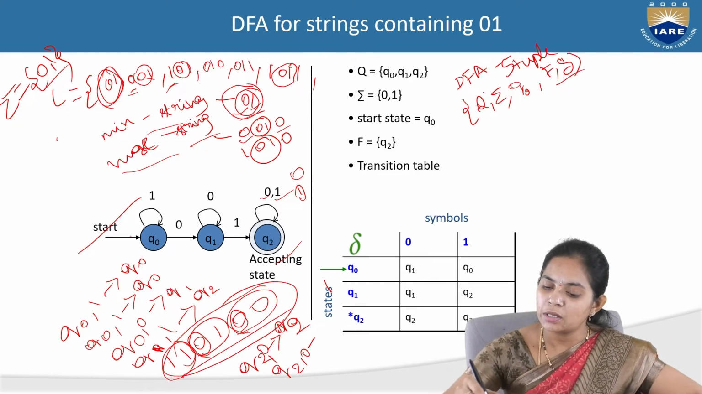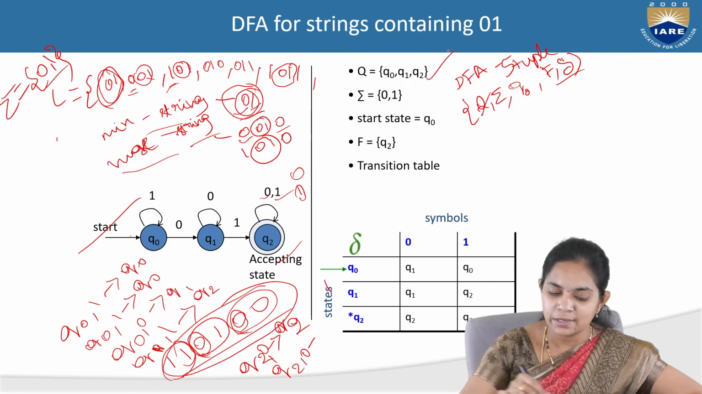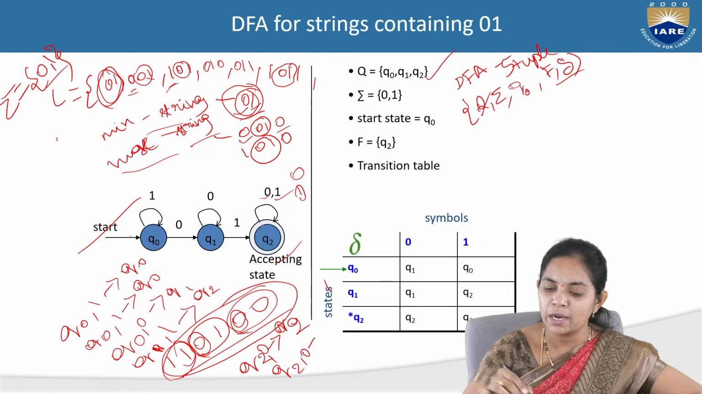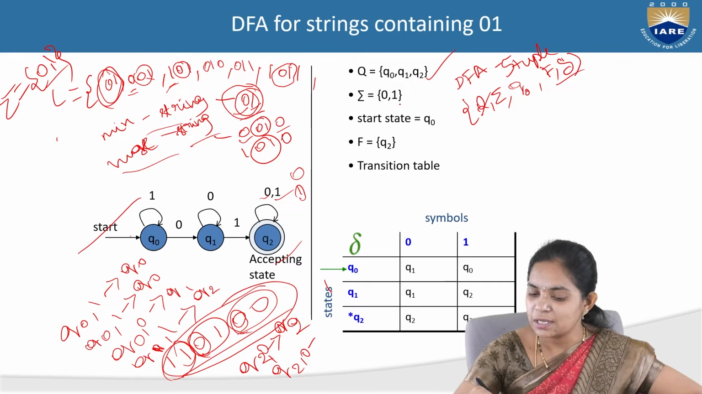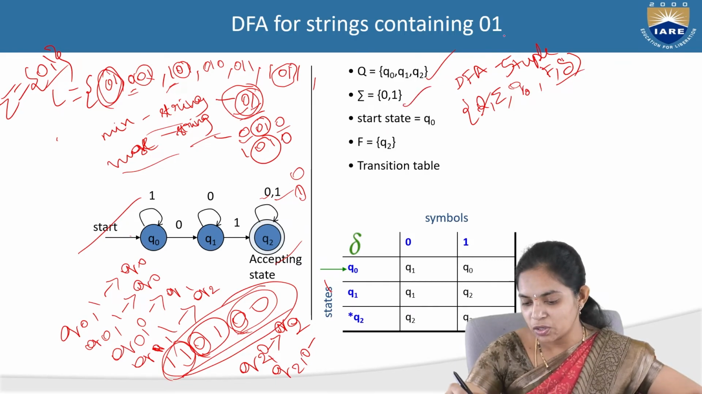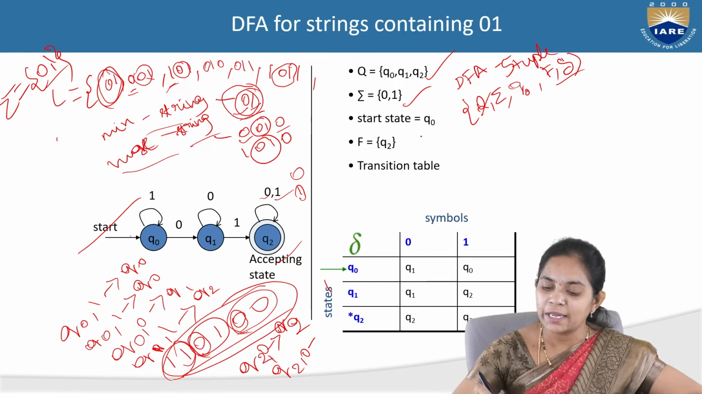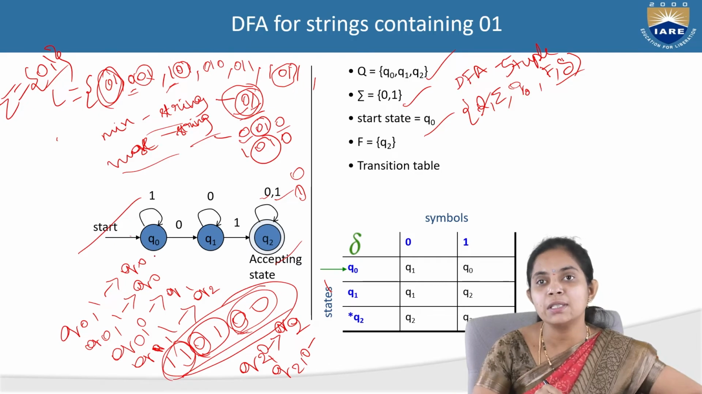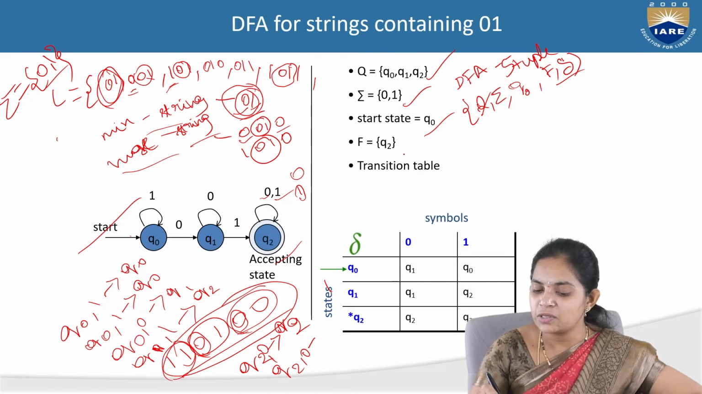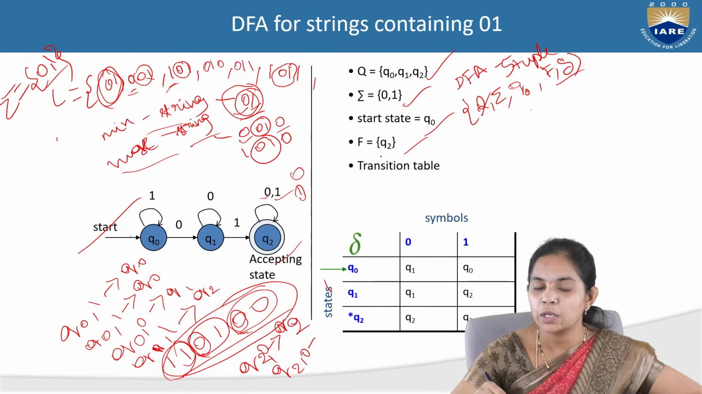So what does Q contain? Q contains the three states Q naught, Q1 and Q2. Next, sigma is the binary representation of the language, so it contains 0, 1. Next, the starting state, the initial state, is Q naught, and the accepting state we have is only Q2. So the final state F is Q2 only.